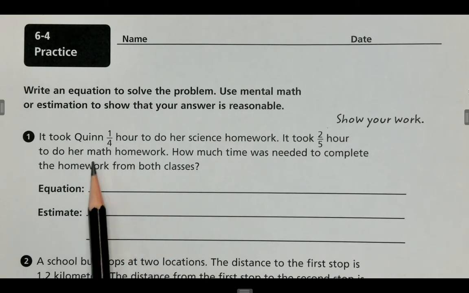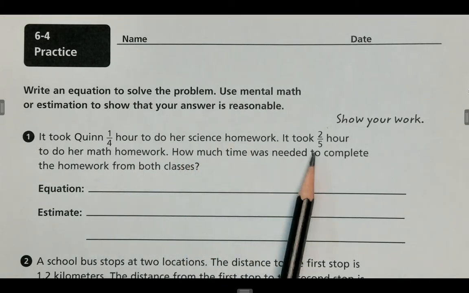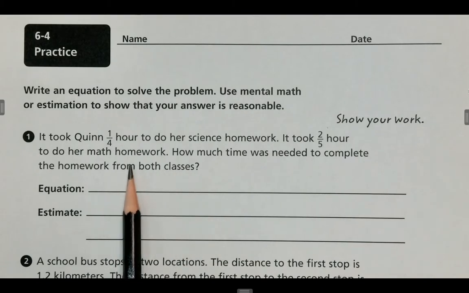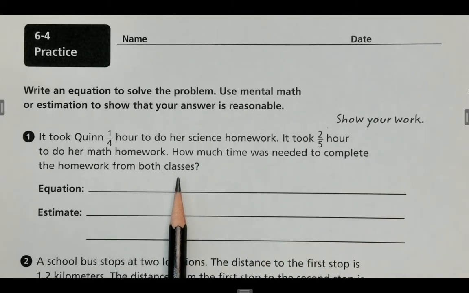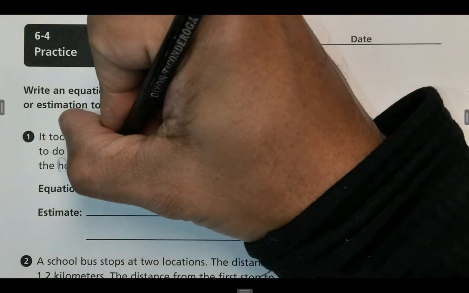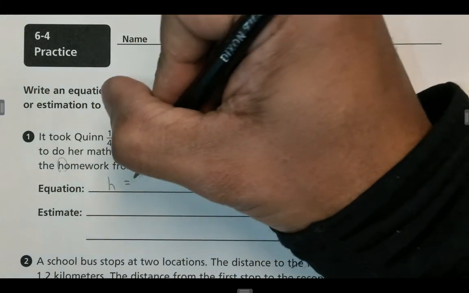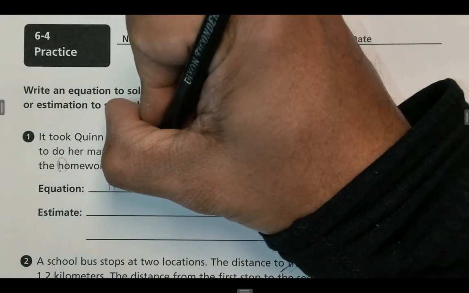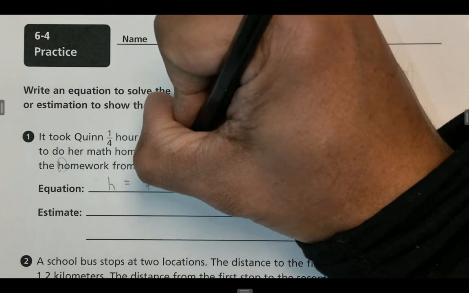Let's get started. It took Quinn a quarter of an hour to do her science homework, and it took 2/5 of an hour to do her math homework. How much time was needed to complete the homework from both classes? Okay, so I'm going to use H for my variable. H is the total amount of time spent on homework. That's going to equal 1/4, which was the amount spent on science, plus 2/5.